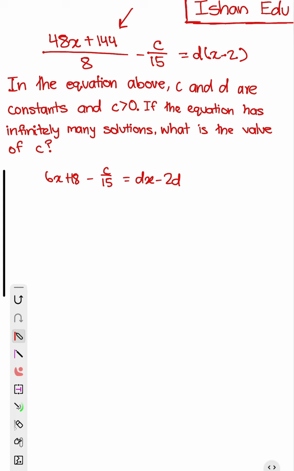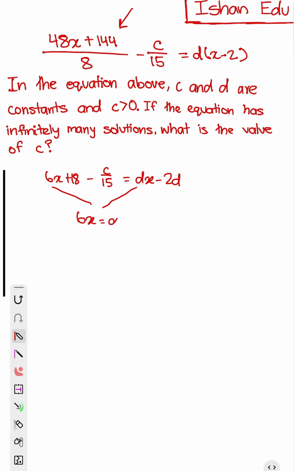Now, this is the step that most students miss and get the question wrong. You have to match the x coefficients because in the question itself, it says that the equation has infinitely many solutions, which means the left side and the right side must be identical. So the coefficient of the x's on both sides should also be identical. So we can compare both of the coefficients.